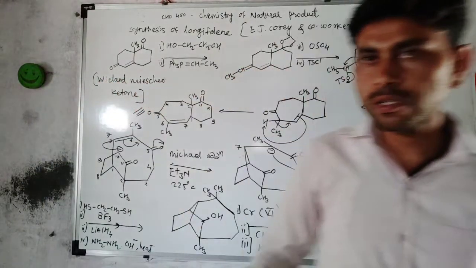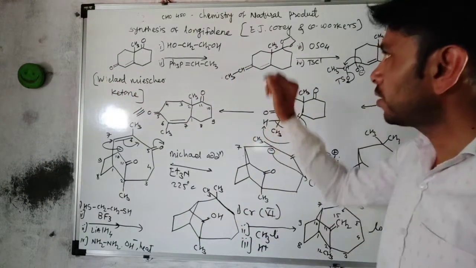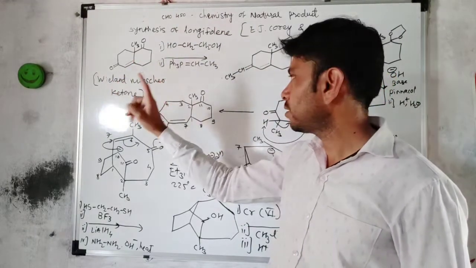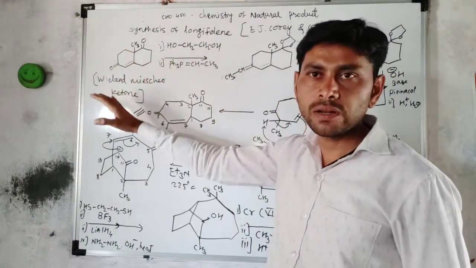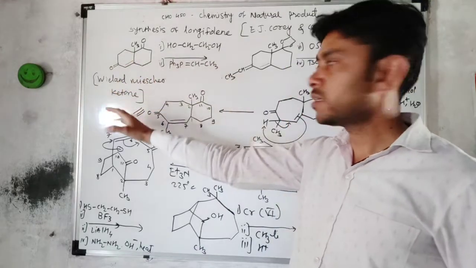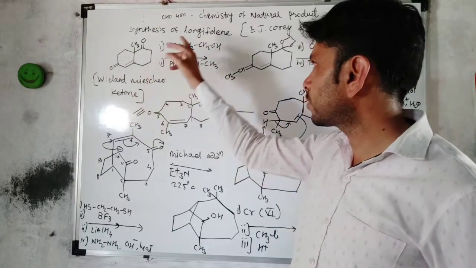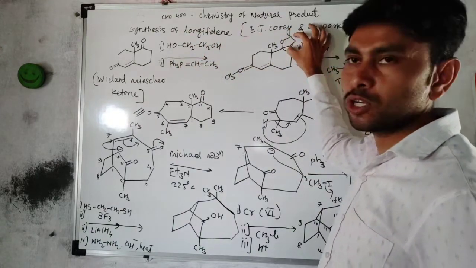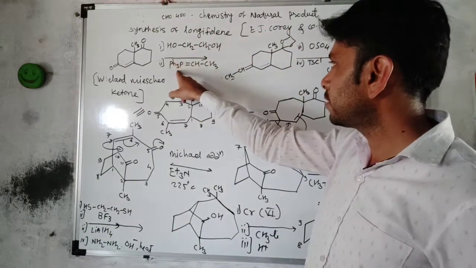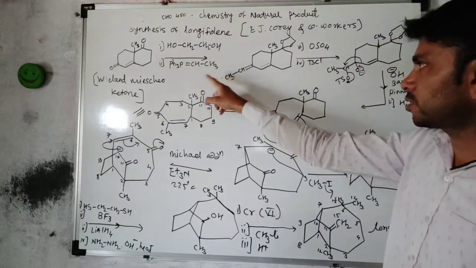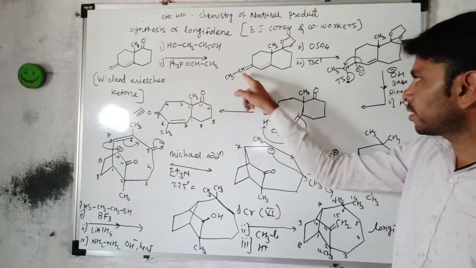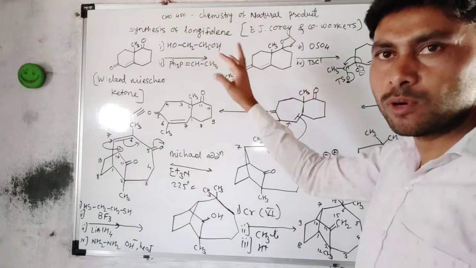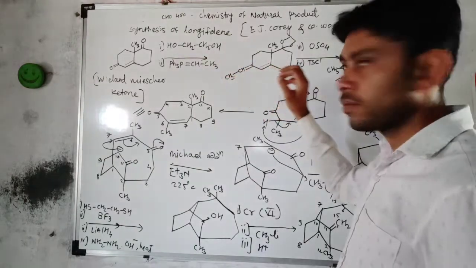So this is the overall synthesis of Longifolene by this route, in which we have used the first compound, that is Wieland-Miescher ketone, as a starting material for this synthesis. In this synthesis, Wieland-Miescher ketone is first treated with this diol compound. This diol compound is utilized for the protection of this carbonyl group. Then we have used Wittig reagent, which reacts with the second carbonyl group, and the carbon-oxygen double bond gets converted into a carbon-carbon double bond.